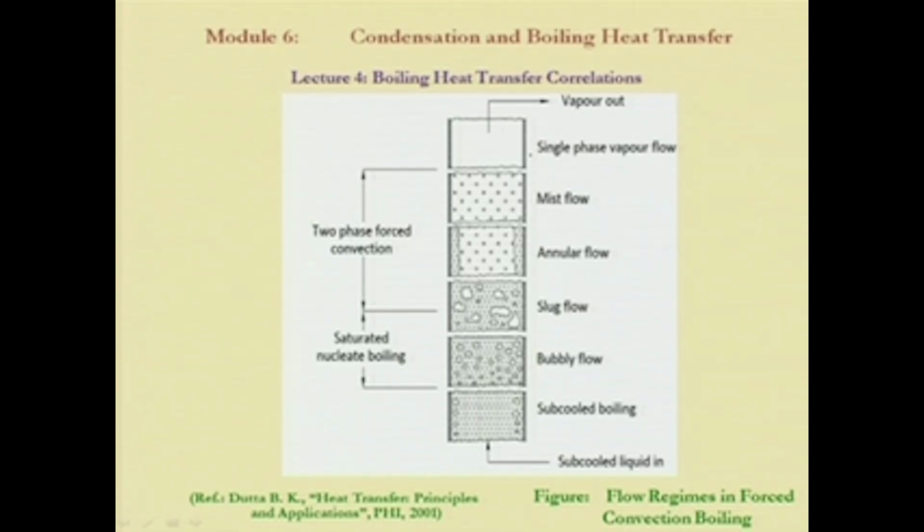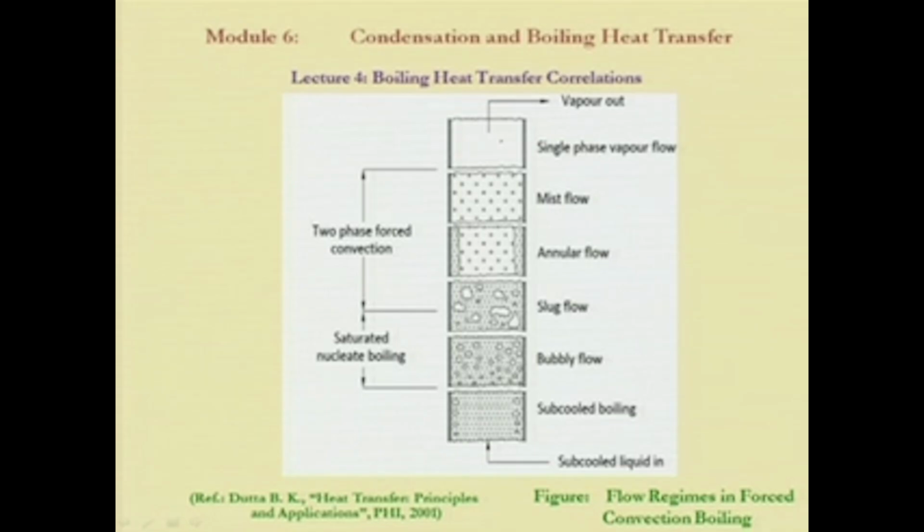This is a typical case. We have seen that there are 6 zones: subcooled boiling, bubbly flow, slug flow, annular flow, mist flow, single-phase vapor flow. We can very easily understand that particularly the second, third, and maybe a little bit of the fourth, these 3 regions give us very good heat transfer, whereas the fifth and sixth are not at all good for heat transfer, because the surface is mostly covered by the vapor. Okay.